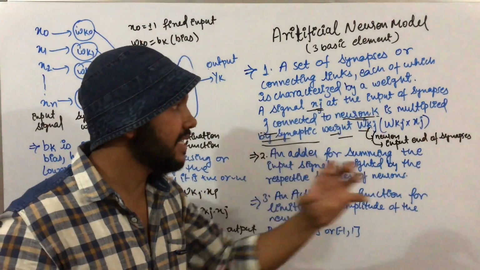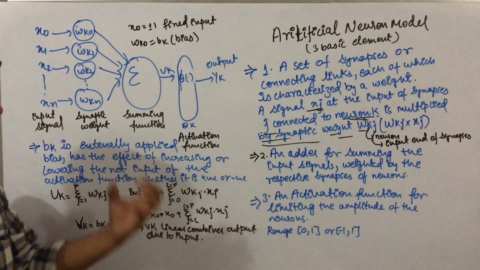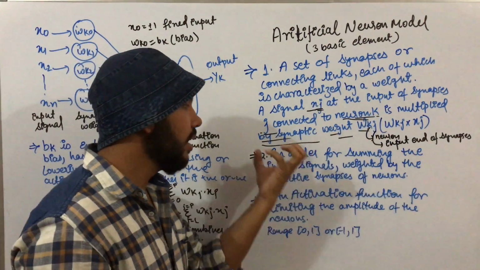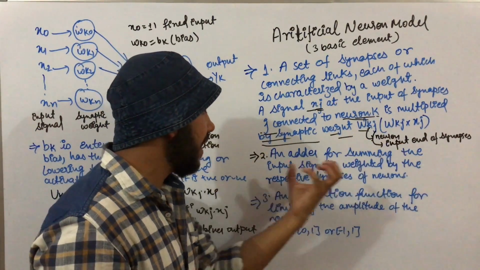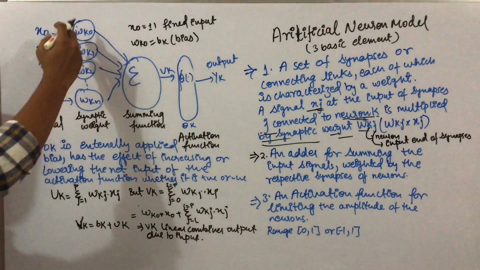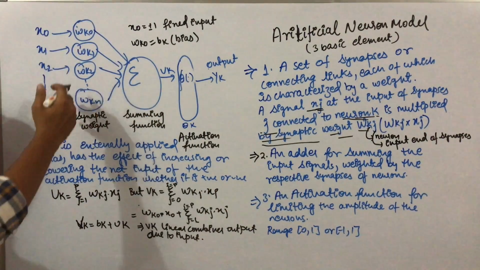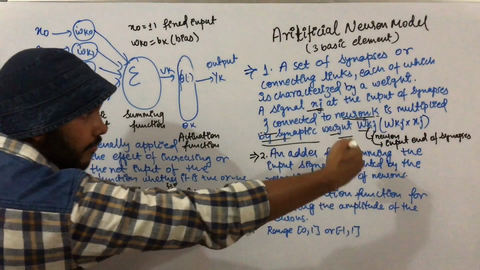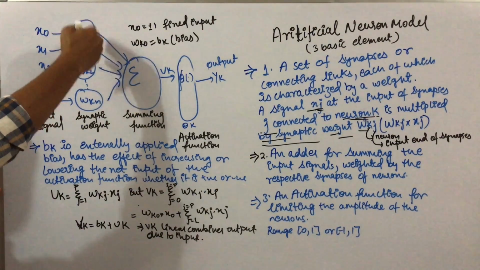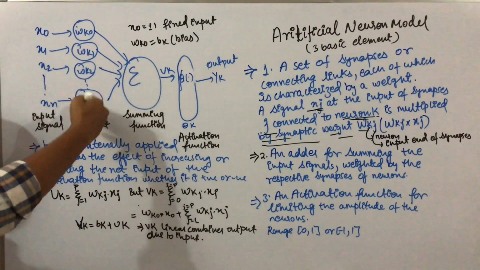and j, 0, 1, 2, 3 and so on, represents the input end of the synapse. Second element is the adder, for summing the input signals weighted by the respective synapses of the neuron. We have different synaptic weights received by the synapses, wk0, wk1, wk2 and so on.